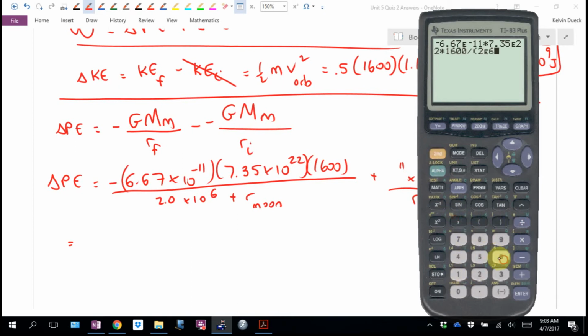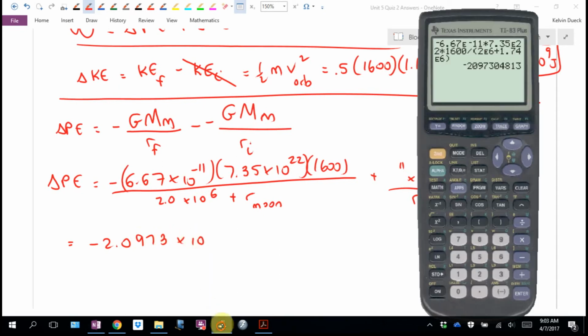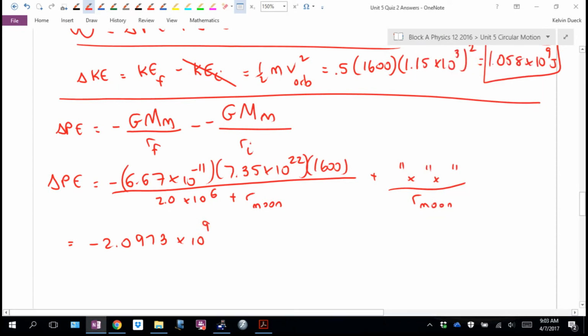2 times 10 to the 6th plus... what's the radius of the moon? Anybody, please? 1.74 times 10 to the 6th. I think. You think? No, it is. It is. Okay. So, negative 2.0973 times 10 to the moon has less gravity, so I'm anticipating our energy might be a little smaller. 1, 2, 3, 4, 5, 6, 7, 8, 9. Yeah. Probably 10 to the 9th and 10 to the 8th ranges for moon energy.